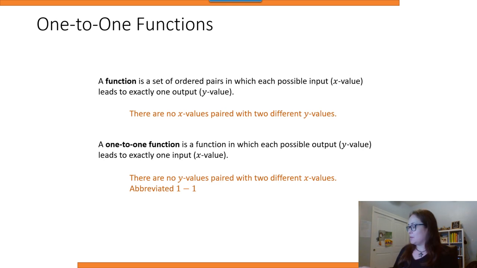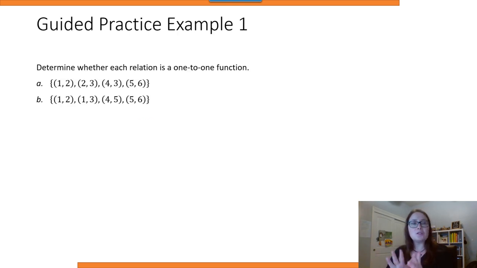Okay, so let's do an example with this. So here I have two relations. So they're just a list of ordered pairs. And I want to figure out if they're one-to-one and if they are a function. So I'm going to be checking both of those things. So let's look at that first one in A.